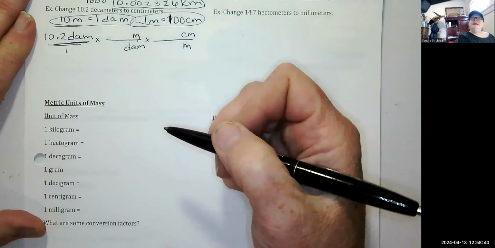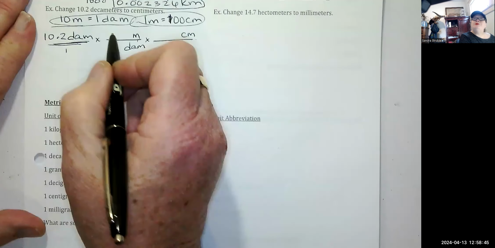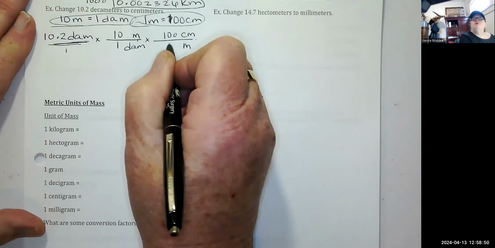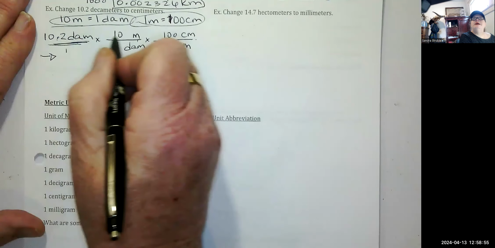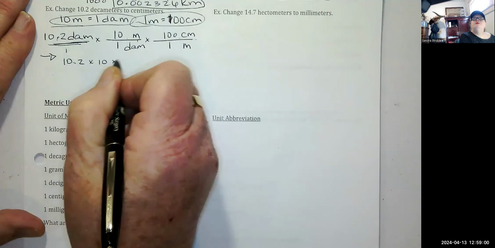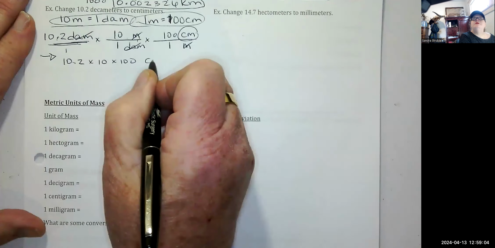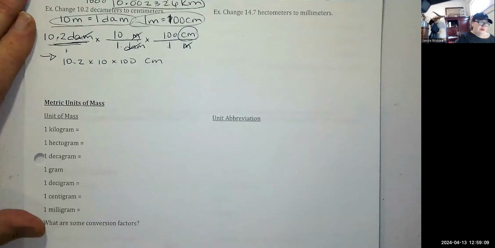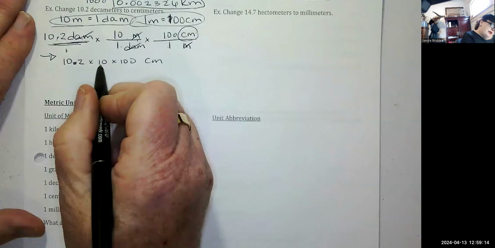Now, once I get my units in and I know that they're going to cross out properly and give me my answer in the unit I want, that's when I plug in my numbers. 10 and 1 and 10^1. Multiply straight across, and the numerator is 10.2 times 10 times 100. My decameters are gone, my meters are gone, and I'm left with centimeters. 1 times 1 times 1, so this is all over 1. So I'm not going to worry about that. So now I'm going to multiply 10.2 times 10 times 100.